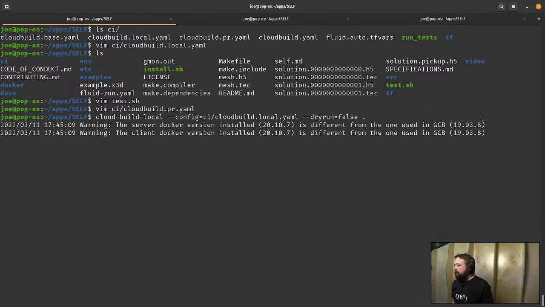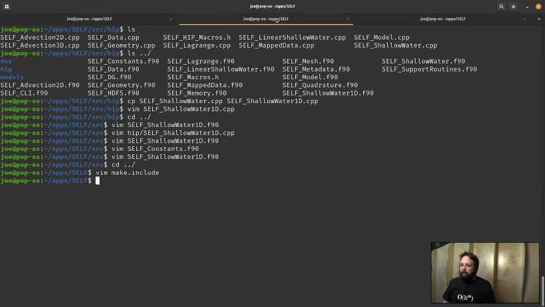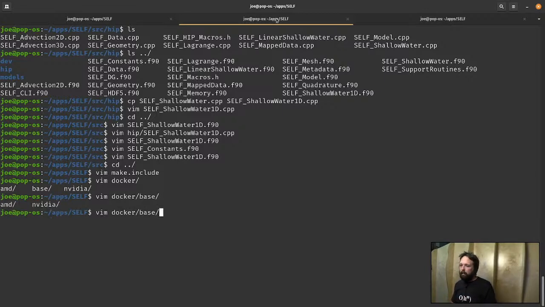So from here, that Dockerfile, just to show you what that is. Remember that first step, we're doing a Docker build. If you look underneath the Docker directory, there's subdirectories, one for base. So this is the base container for AMD or NVIDIA GPUs. The main difference between them is the AMD side doesn't include the CUDA toolkit. The NVIDIA side does, so it's a little bit bigger.